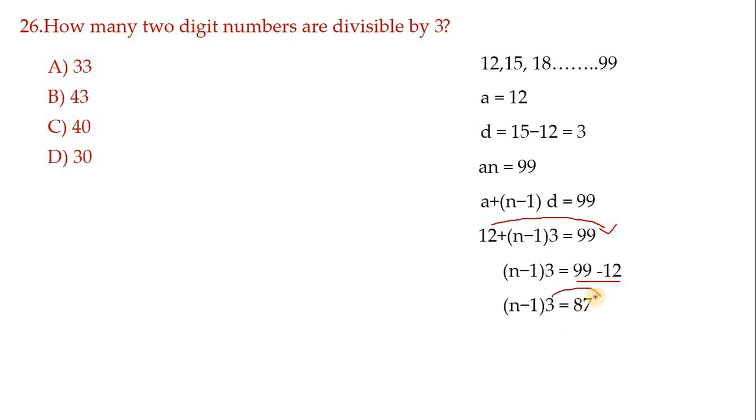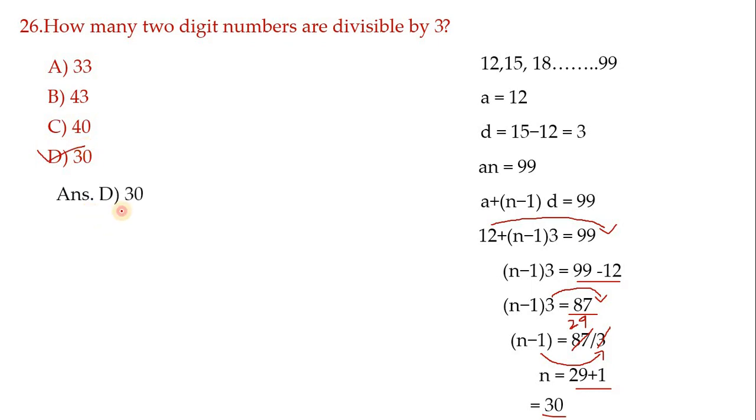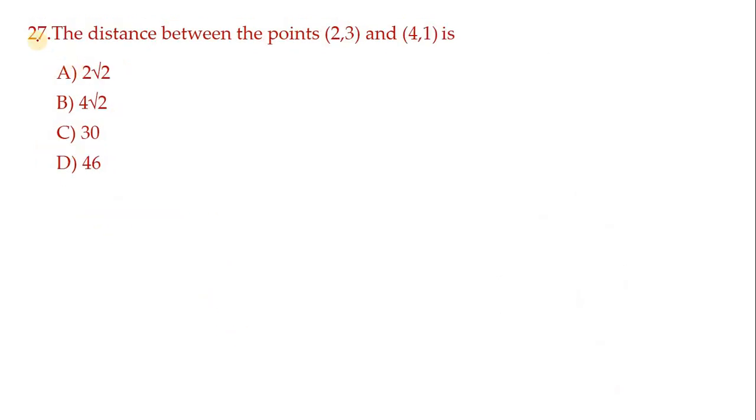Next this 3 transfer this side, we get it in the denominator, children, like this. So 3 ones are 3 and 3 twos are 6, 2 remainder, so 9s are 27. Next this minus 1, you transfer this side, it comes along with 29. So 29 plus 1 is 30. Therefore n value is 30. Correct option is D. Next let us move on to another problem.